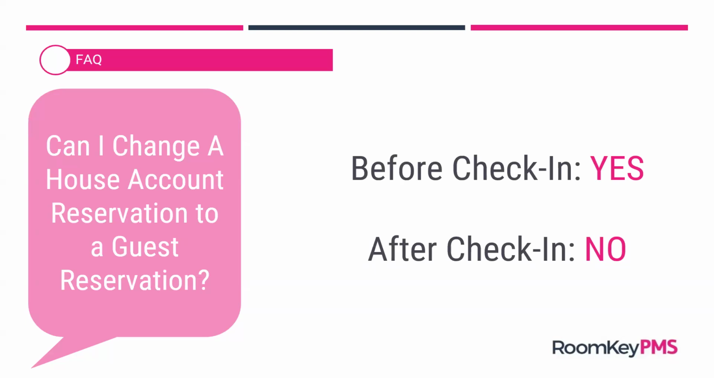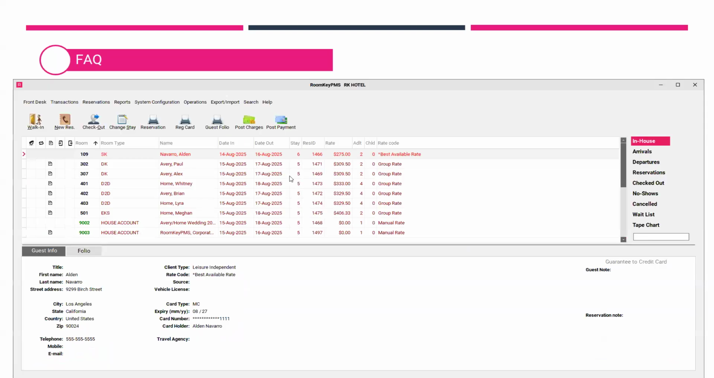We simply change the reservation itself. So for example, here in Roomkey, you would simply click change stay and you can change the room type. Instead of a guest room, you can change it to a house account, or instead of a house account, you can change it to a guest room type using the change stay button.